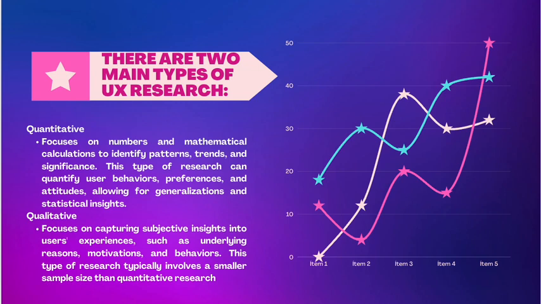Oh, girl. But yeah, so those are the two main types of UX research that every user researcher, or just anyone in UX, should know: quantitative and qualitative research. So let's get into the next slide.